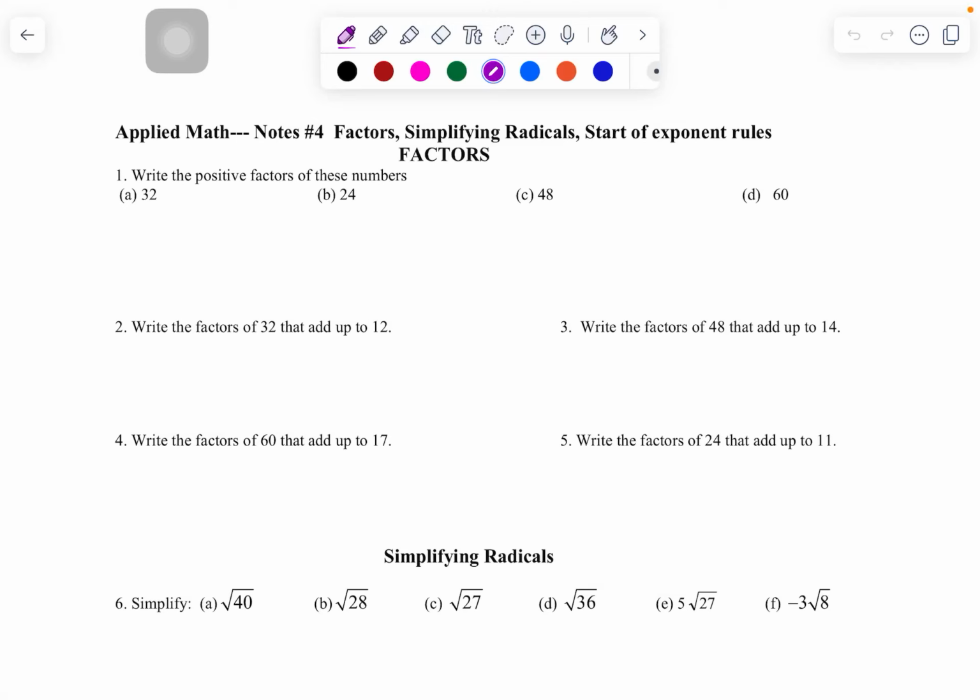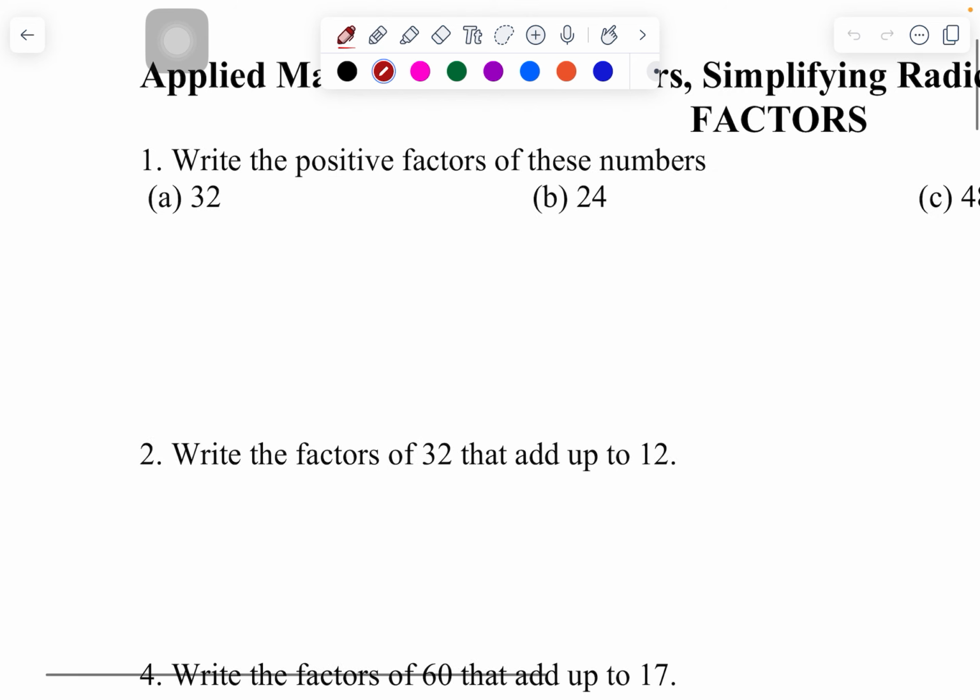All right, so this is notes 4. I'm going to go through the first section of the notes, which is on factoring. So let's get into it. The first question is going to ask us to write the positive factors of a few different numbers.